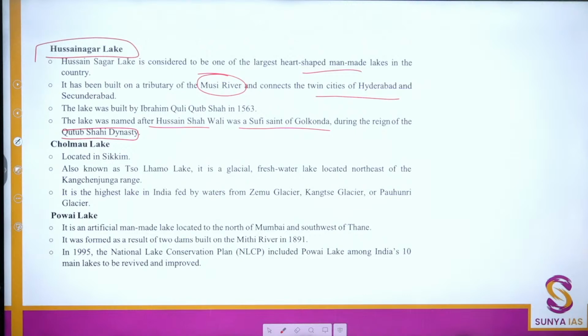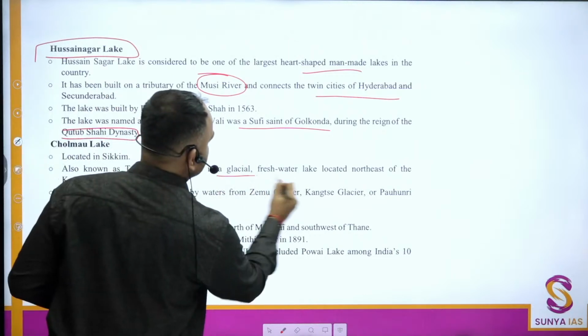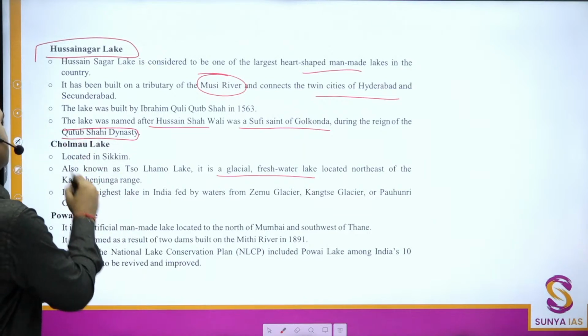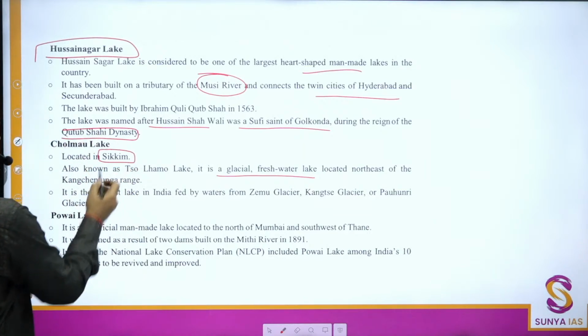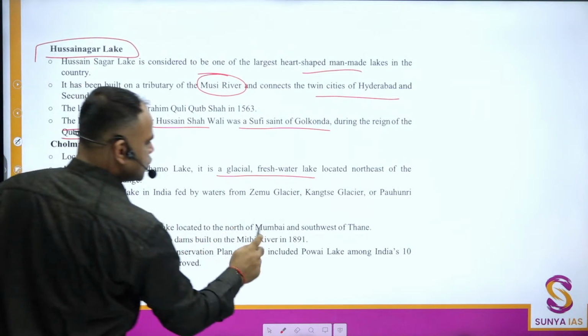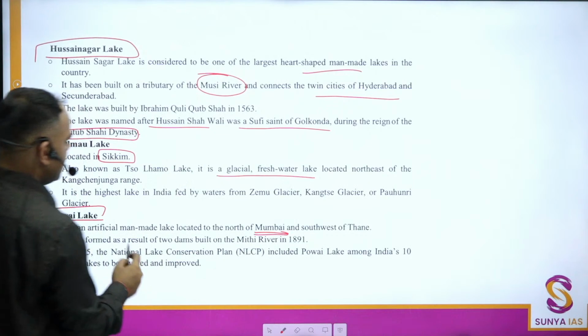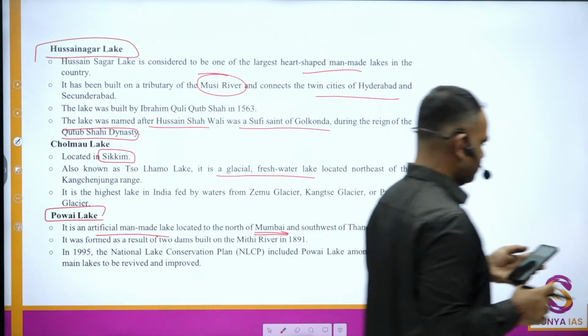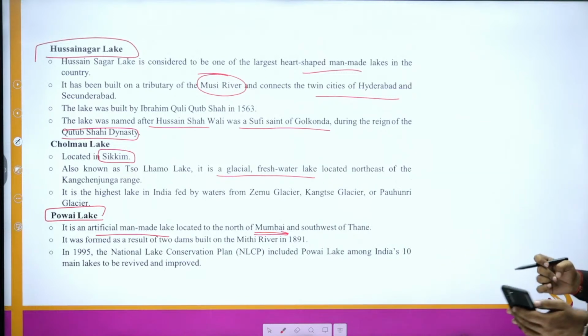You have Chol Mau Lake. Chol Mau Lake is a freshwater lake. So of course, Chol Mau Lake cannot be a man-made lake, right? Chol Mau Lake is in Sikkim. And last is Powai Lake. Powai, I think most of you could guess this is in Mumbai, but this is an artificial man-made lake, Powai. Okay.